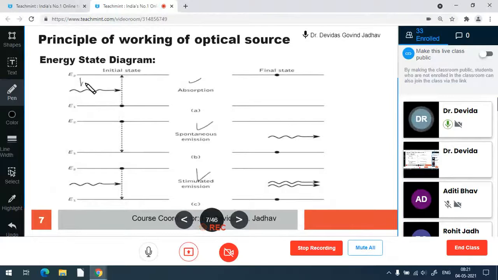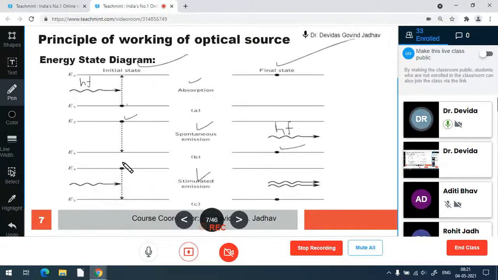After absorbing the photon, atom goes from lower energy state to higher energy state. This is the final state. This is the initial state. So in spontaneous emission, in initial state, the atom is in the higher energy state, and it releases the energy and goes into lower energy state. This energy is equal to band gap energy. So the release of energy is spontaneous and random. It is observed in LED.